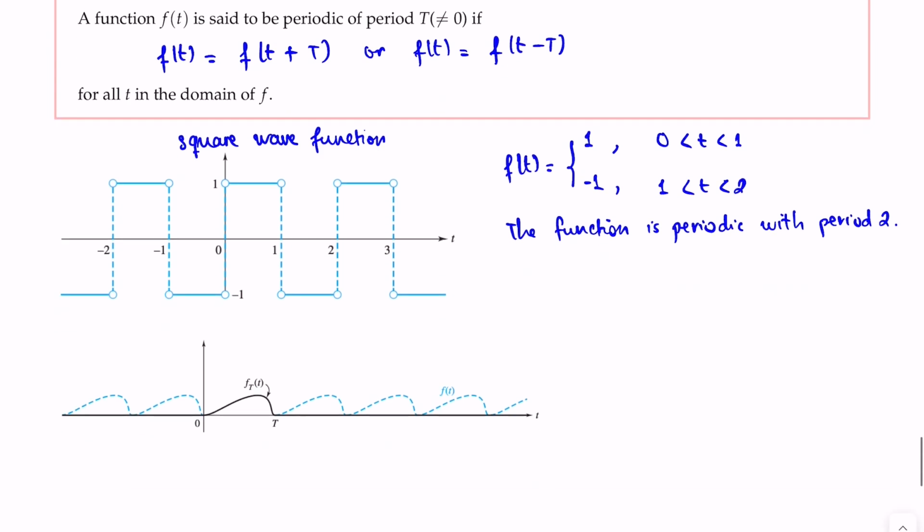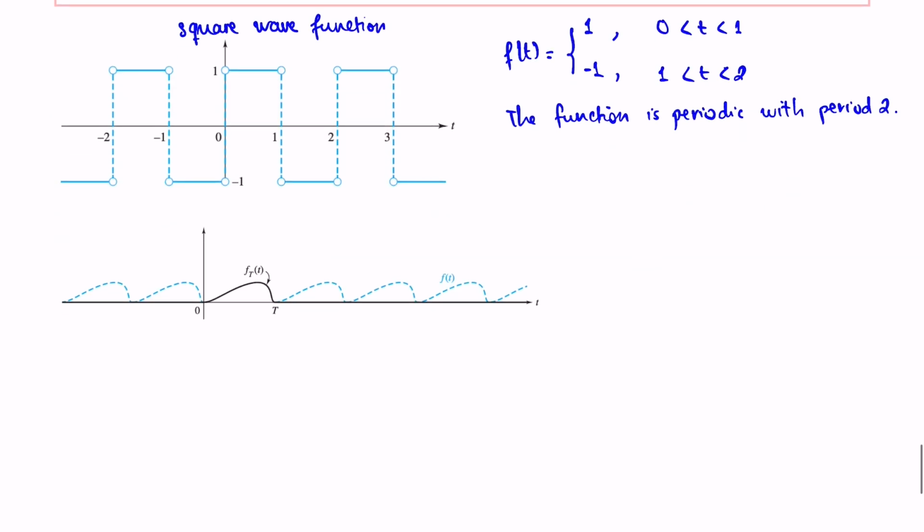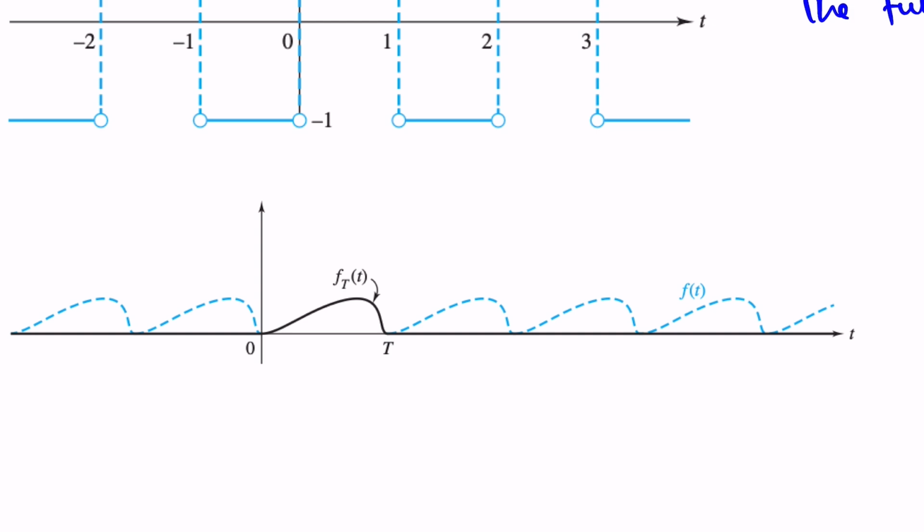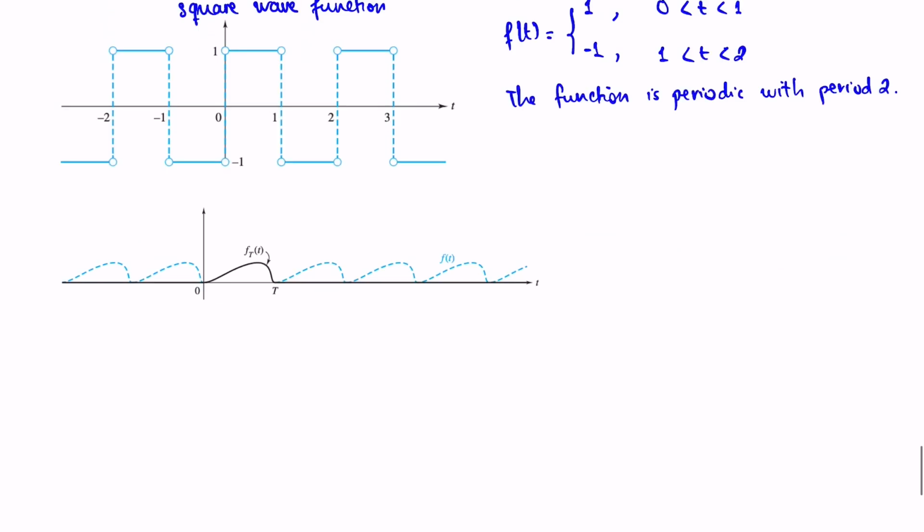Now, sometimes it is convenient to introduce a notation for the window versions of the periodic functions f of t. So let's take a look at this particular graph. The entire blue curve is f of t, which is the periodic function. Now, if we just take a look at part of the periodic function, like applying a window function to f of t, we have the function f sub capital T of t. All right, so that is the window function for the periodic function.